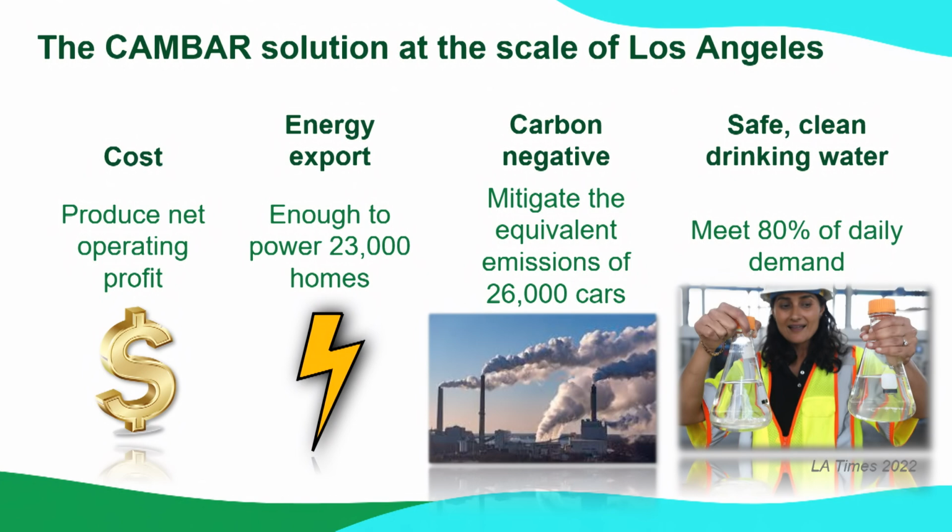So let's talk about what this looks like at the scale of Los Angeles. We mentioned that this is a technology that we can use to retrofit existing systems. We do expect that we'd be able to produce a net cost benefit, a net operating profit. This is something we're still working on and modeling. The energy export at the scale of Los Angeles is enough to power 23,000 homes consistently. It is carbon negative. We mitigate the equivalent emissions of roughly 26,000 cars, again, consistently throughout the year, all while providing safe and clean drinking water, which meets roughly 80% of the daily demand.